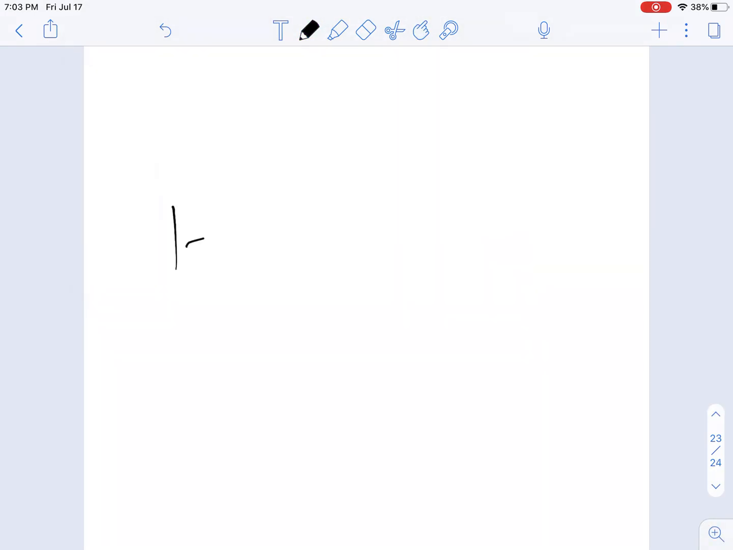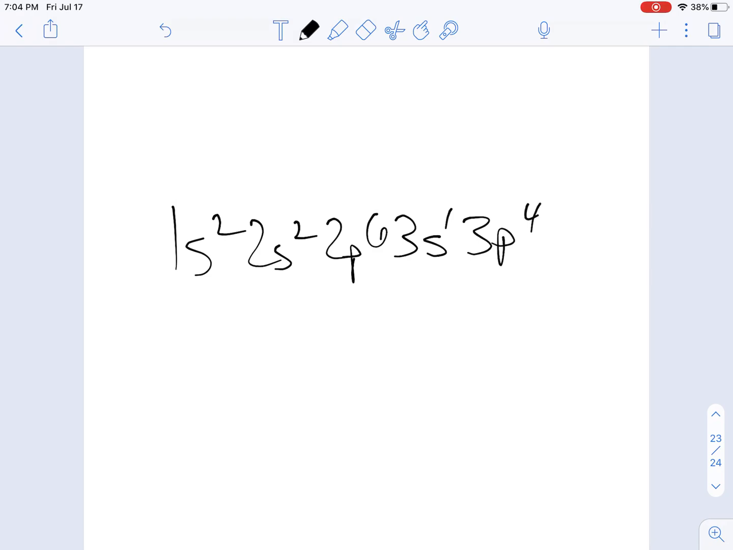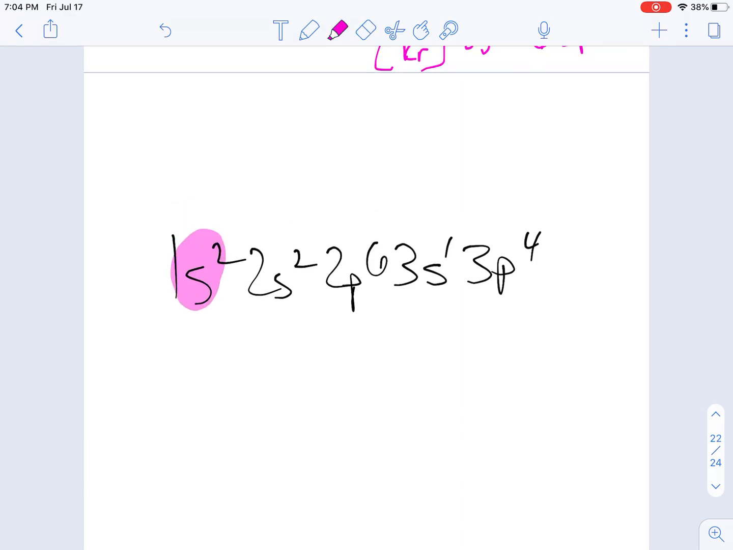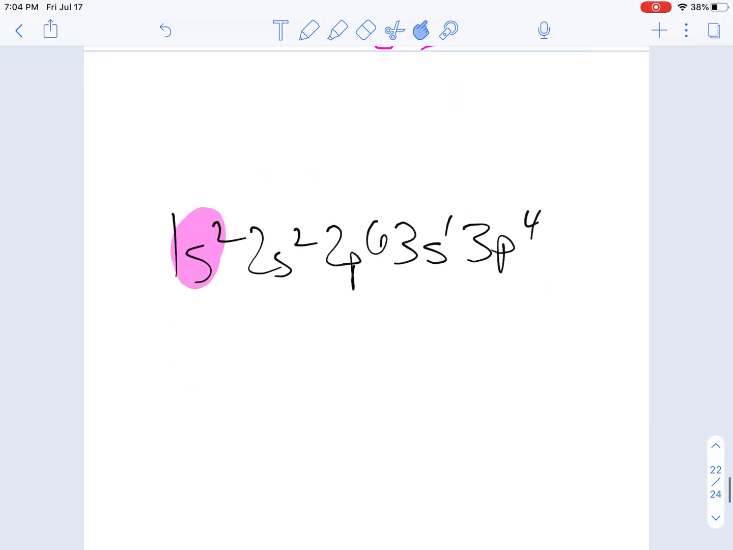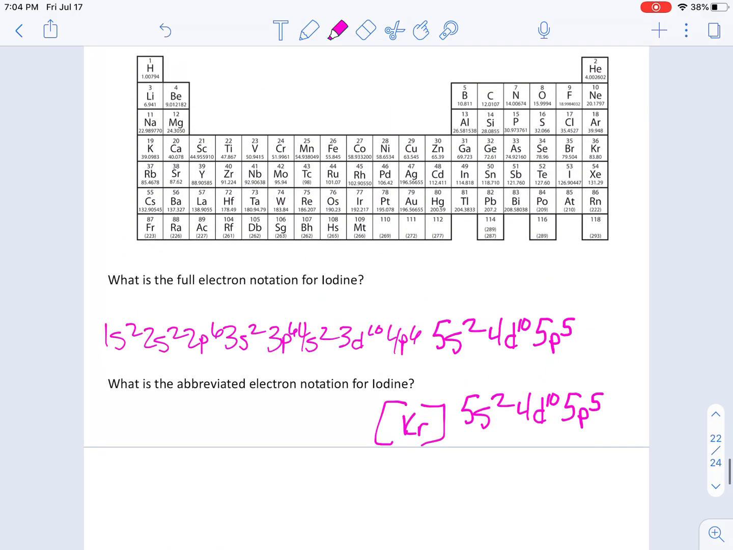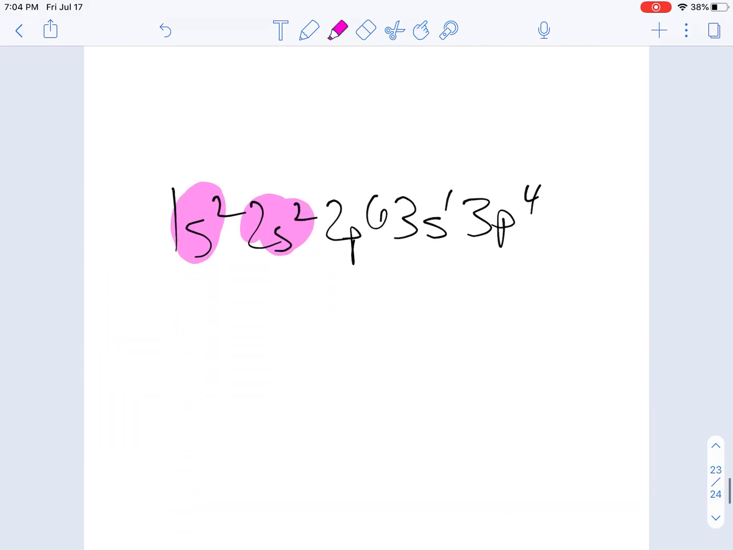All right, one last one real quick. Can you tell me what's wrong with this? 1s2, 2s2, 2p6, 3s1, 3p4. Well, at first glance, it doesn't look like anything's wrong, but when you look at it, again, we've got the 1s2 that's there. Okay, that's normal. Let's go back up to this guy so we can check it out. 1s2 is normal, so that's nothing to worry about. And then our next one is 2s2. Okay, that's fine.